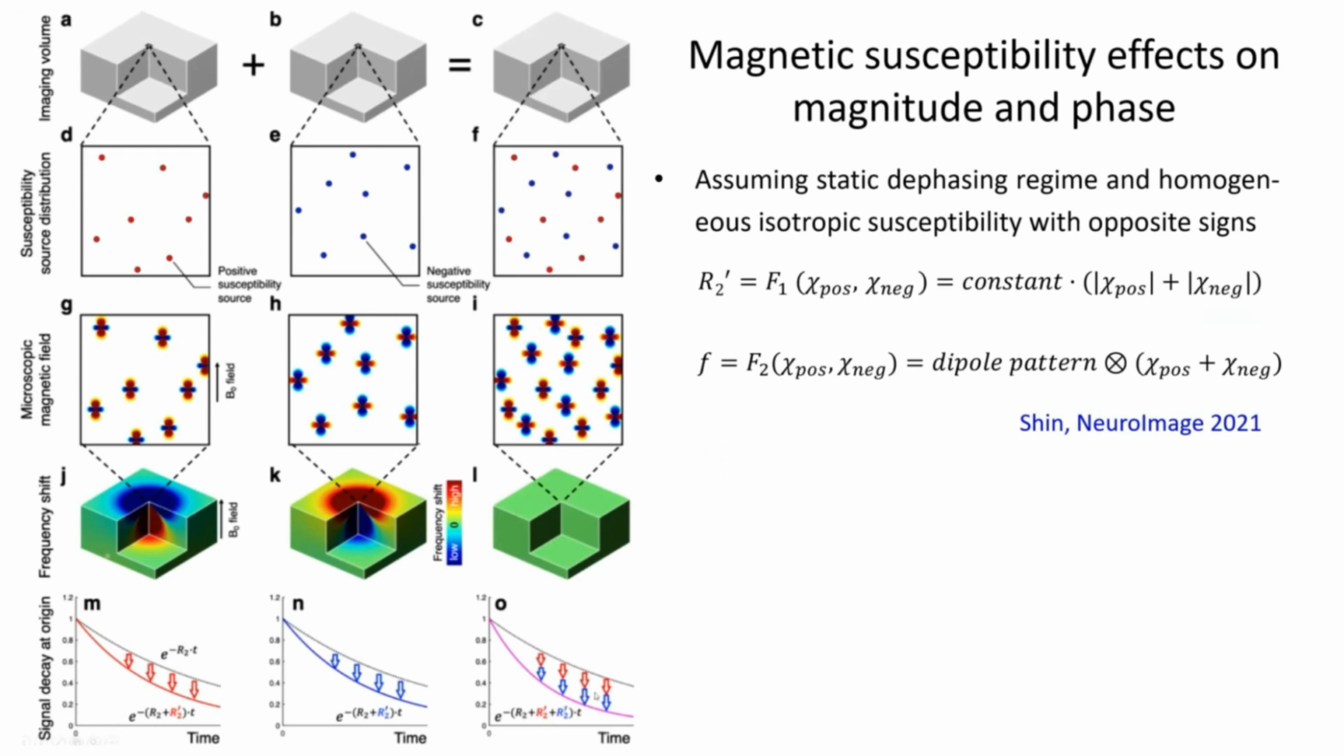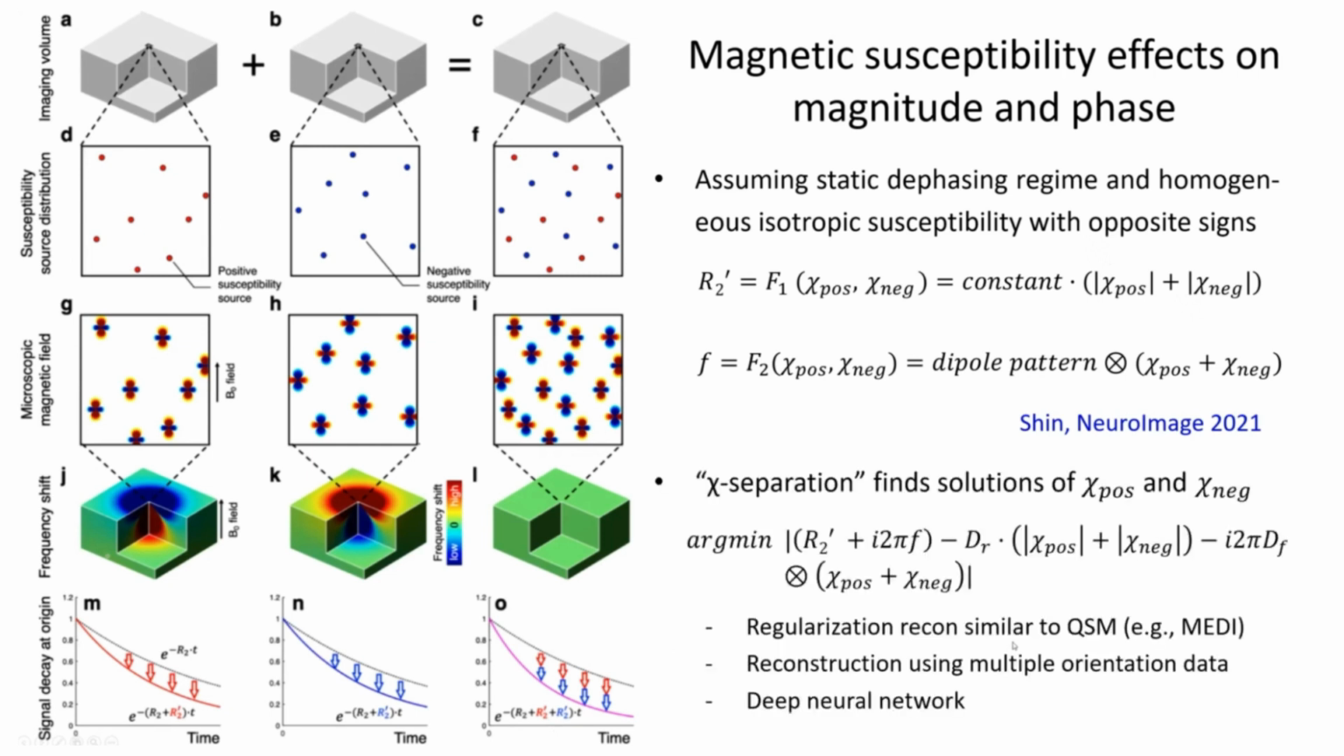And then when it comes to the signal decay, the effect of R2 prime is added as expected from the equation. And then once you have these two equations, now you can solve for these positive and negative susceptibility sources separately and generate the map based on our reconstruction techniques for the QSM. There are multiple options of it. I'll talk about these options soon.